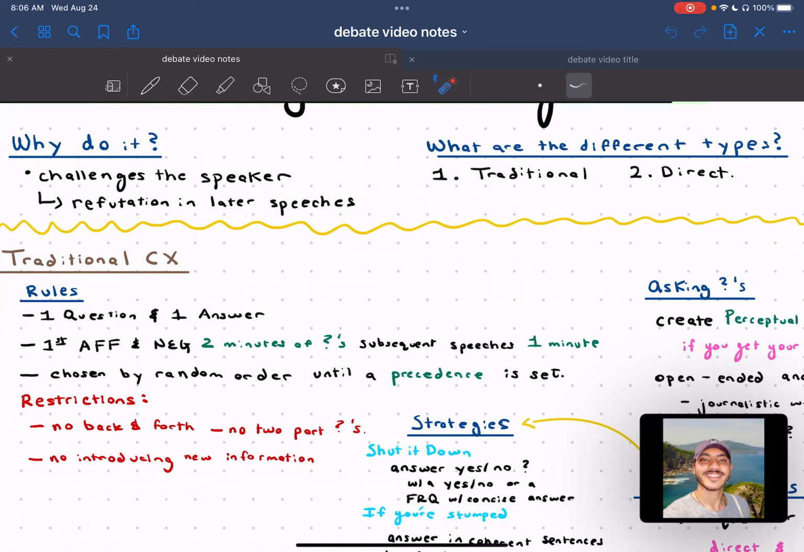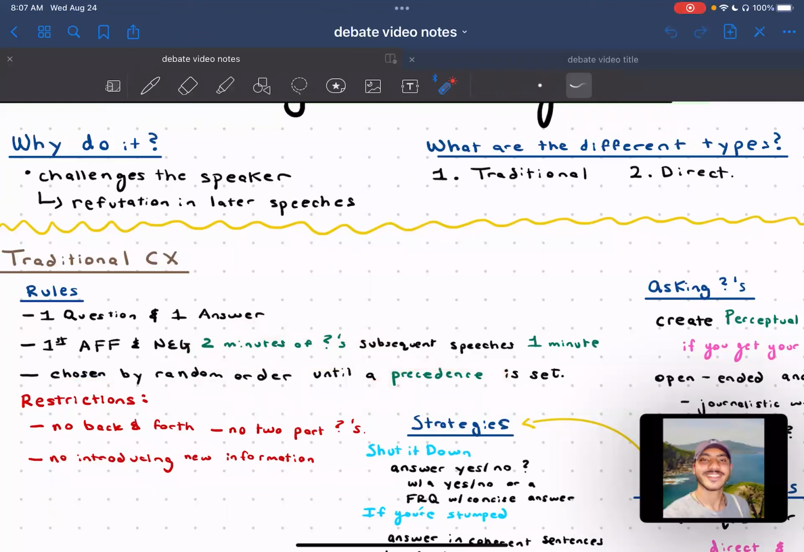Next thing is that we need to look at the timings, right? So the first affirmative and the first negative speech will have 2 minutes of questioning, but any subsequent speech will only have 1 minute of questioning. And that time just allows the presiding officer to get through as many questions as they can in those 2 or 1 minutes respectively.